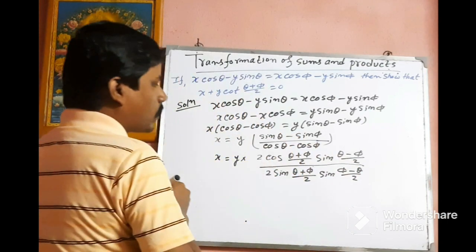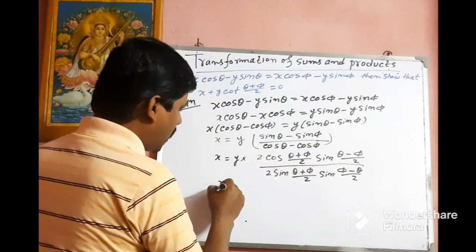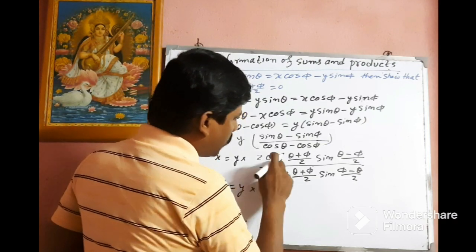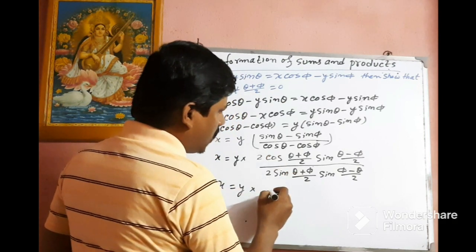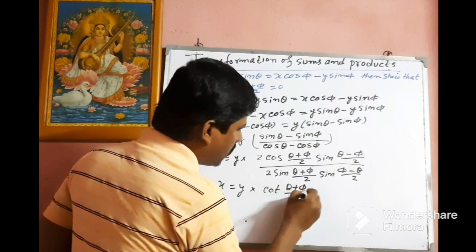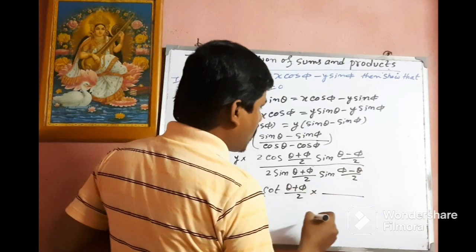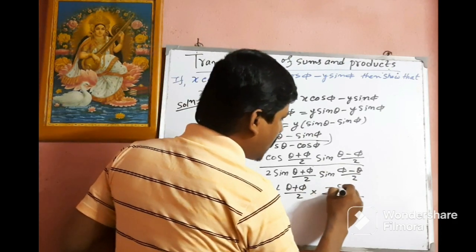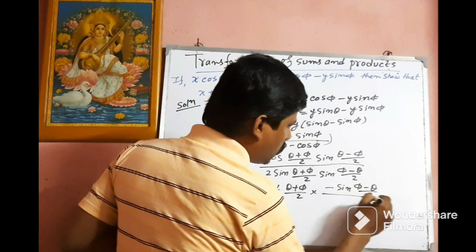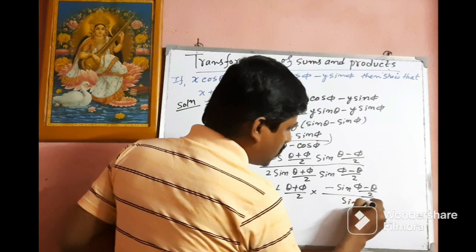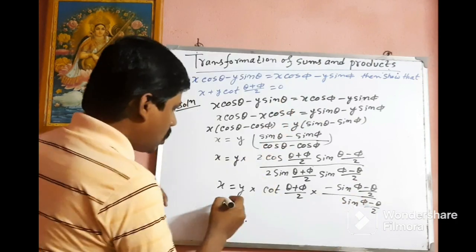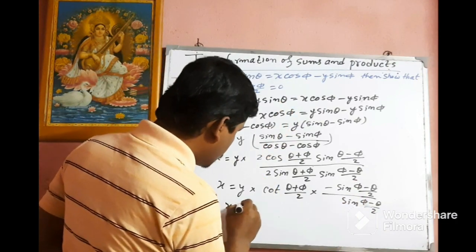Now calculating, we get x is equal to y, the 2 vanishes here, and cos of this one over sin of this one represents cot of (theta plus phi) divided by 2. And if we take minus common from the upper side, then sin (phi minus theta) divided by 2 is the same as minus sin (theta minus phi) divided by 2. So this will vanish.